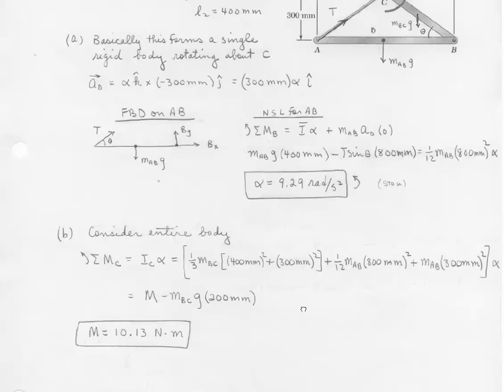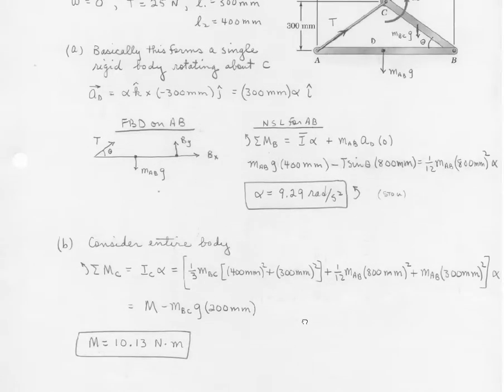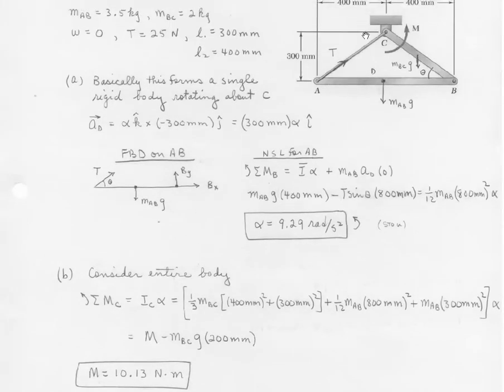counterclockwise alpha. Now we're going to look at the entire body now and calculate the moments about C. So the moments about C can be written as I sub C times alpha. Well, what is my I sub C? Well, I sub C would be whatever moment of inertia I have about the center of mass here and the parallel axis to there, and then a moment of inertia about the end of this rod right here, which would be a 1/3 m L squared. So that's why I have a 1/3 m_BC L squared.